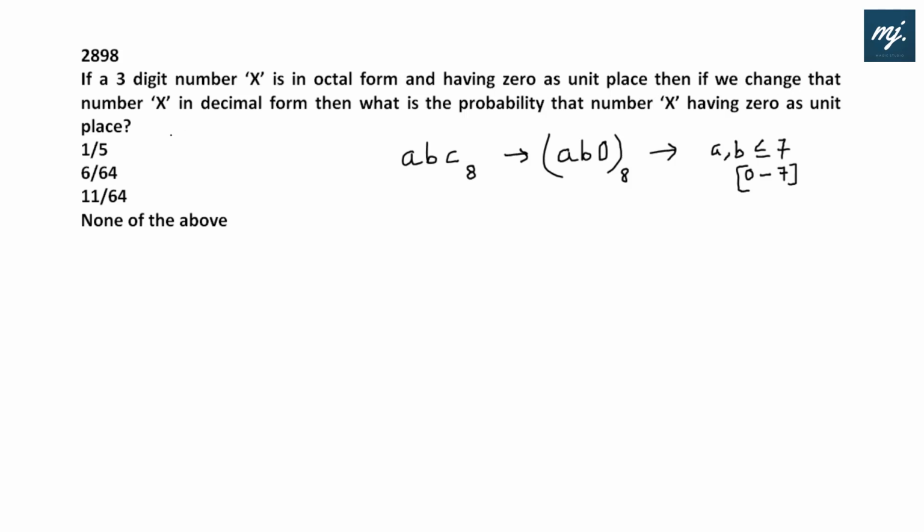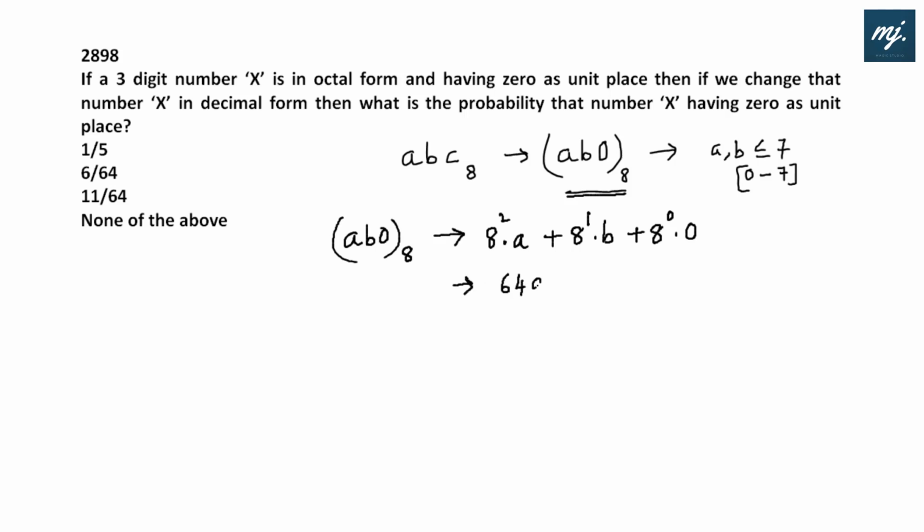Then if we change that number x into decimal form, what is the probability that number x has 0 as unit place? Now if I convert this number into decimal format, AB0 in base 8 when written in decimal format should be 8 squared into a plus 8 to the power 1 into b plus 8 to the power 0 into 0. That is 64a plus 8b, or it can be written as 8 into (8a plus b).